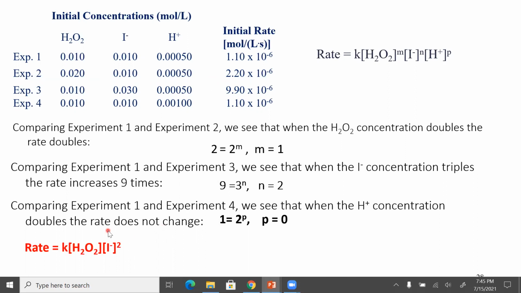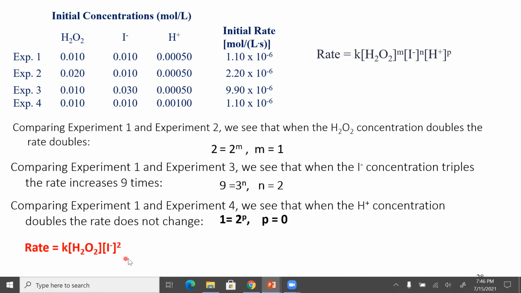So our rate law is rate equals K times the concentration of hydrogen peroxide to the 1 power, which we don't have to write the 1, it's assumed, times the concentration of iodide squared because it's second order. And you could put in here times the concentration of hydrogen to the 0 power, but anything to the 0 power is 1. So changing the concentration of hydrogen doesn't affect the rate, and we don't have to put it into our rate law or our rate expression.